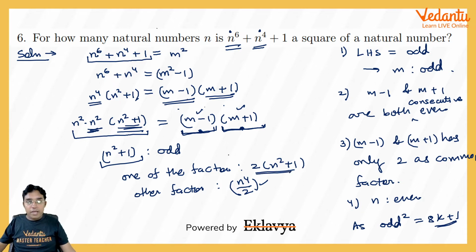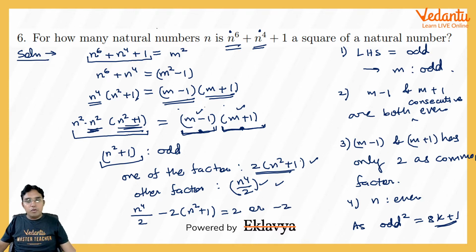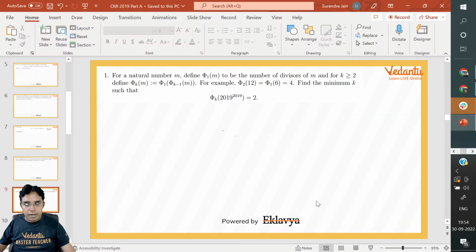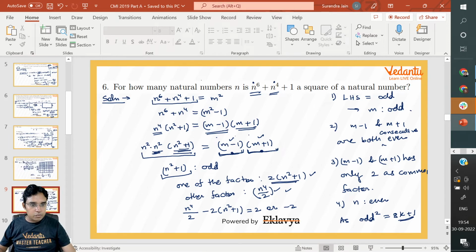Now we cannot comment whether this will be m plus 1 or m minus 1 or vice versa. So I think we can conclude the difference of these two, n power 4 by 2 minus 2 into n square plus 1, has to be either 2 or minus 2, because I don't know which one would be bigger and which one smaller. So this is how we will be doing it. Let me take another slide to solve the remaining part of this question.